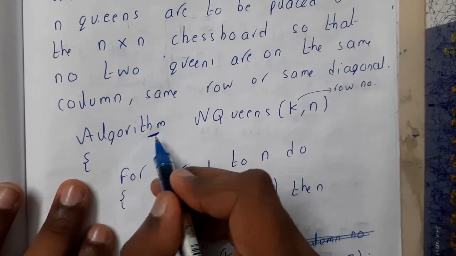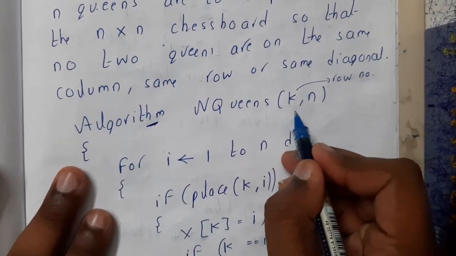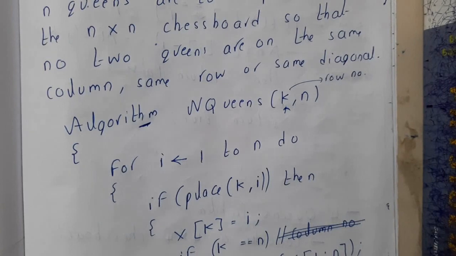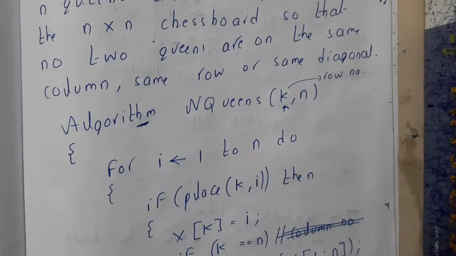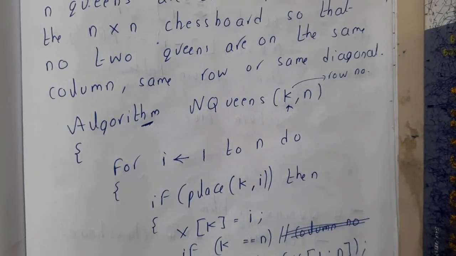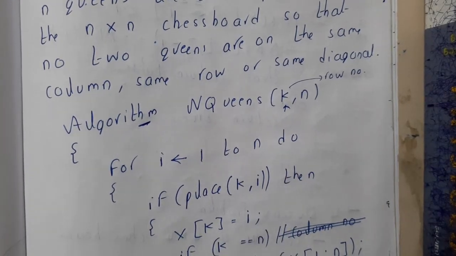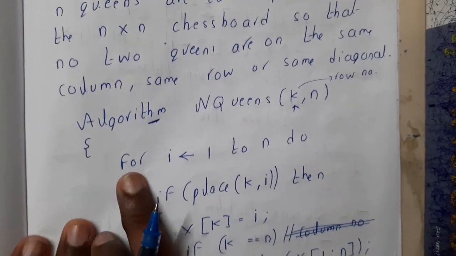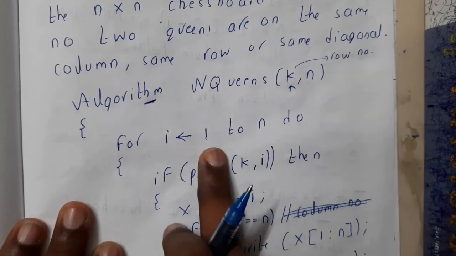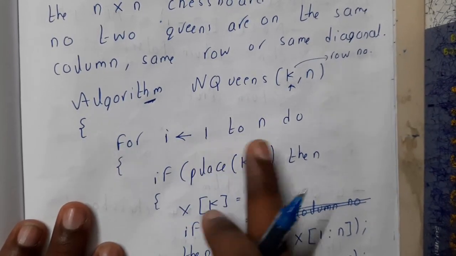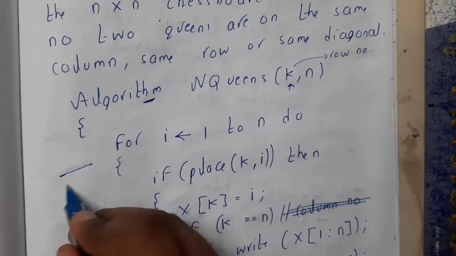The algorithm is N-Queen(k, n). K is the row number which we are in currently, and n is the number of queens, or the size of the matrix or chessboard. Initially we will start with for i equal to 1 to n. That is, we need to place 4 queens, right?